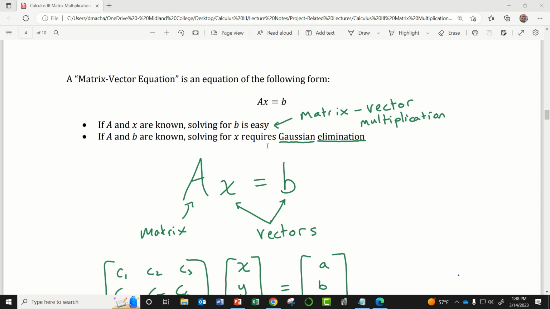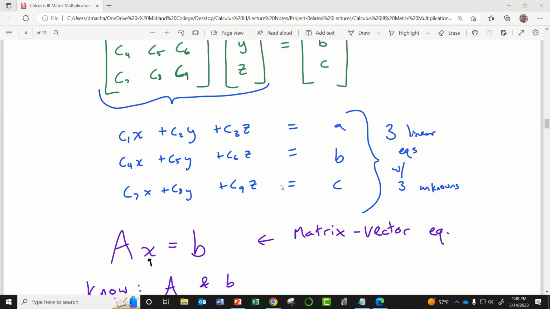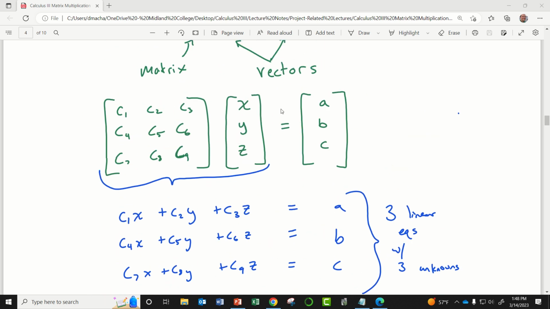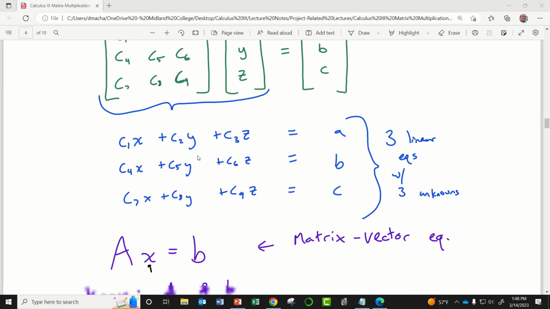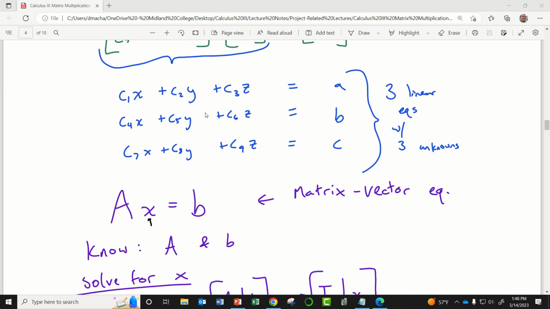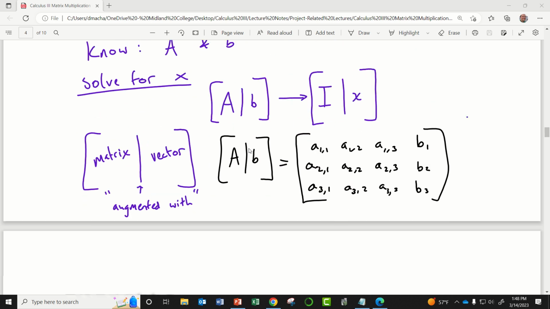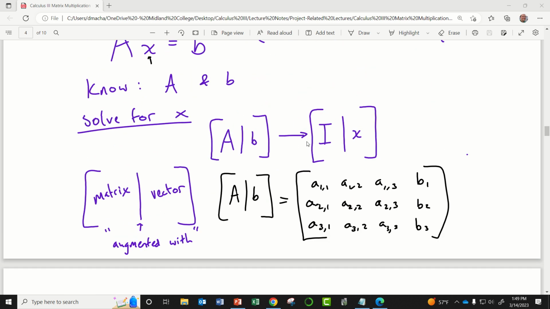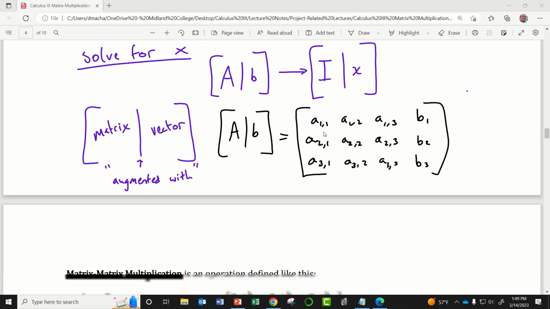Now if A and B are known, then solving for X requires Gaussian elimination. And I showed you how really this matrix vector equation boils down to a system of linear equations. And again, solving that system of linear equations is basically doing that whole method of what we called Gaussian elimination, which is what we did in lecture maybe 2 times ago.